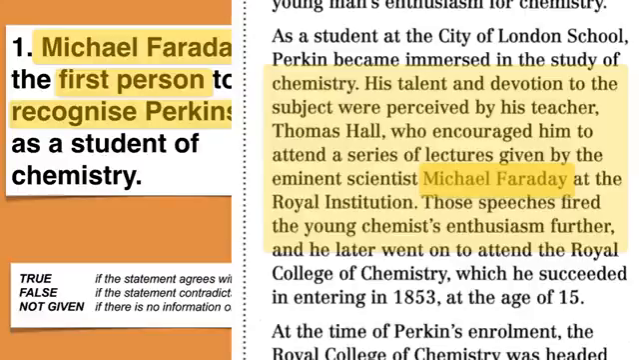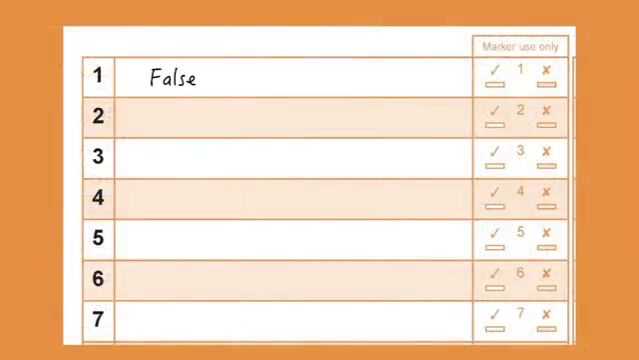His talent and devotion to the subject were perceived, and perceived is a synonym of recognize, by his teacher Thomas Hall. So Thomas Hall was the first person to recognize Perkins' ability because he perceived Perkins' talent. And I assume he was the first person because it was at school. So it was Thomas Hall. So actually the answer is not not given. The answer is false, because it was Thomas Hall who was the first person to perceive Perkins' ability, not Michael Faraday.